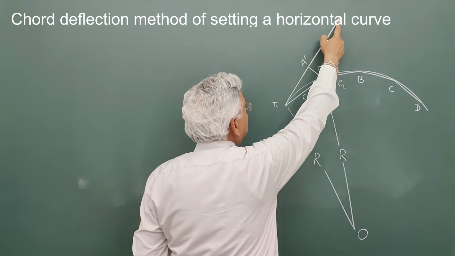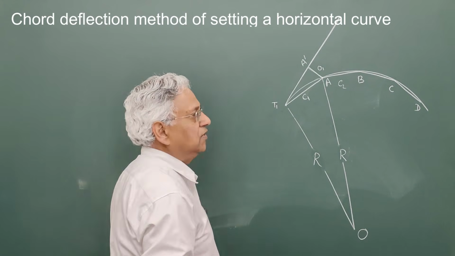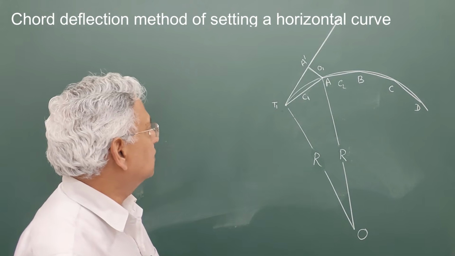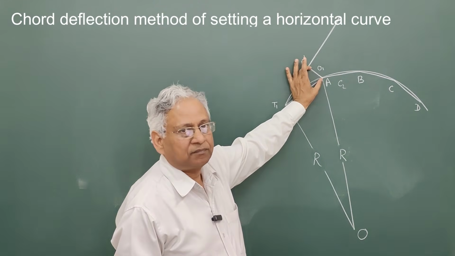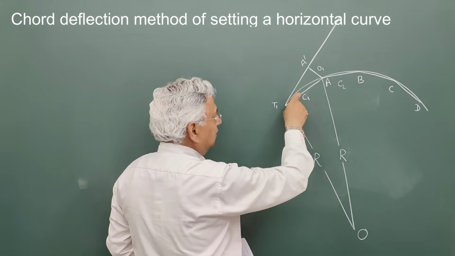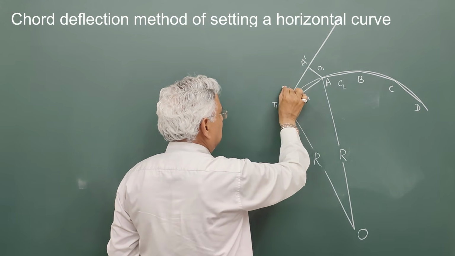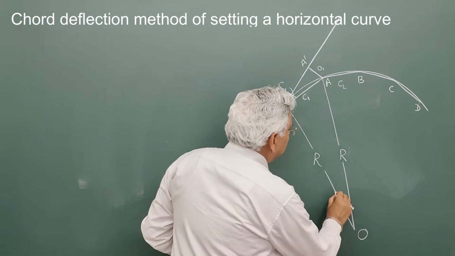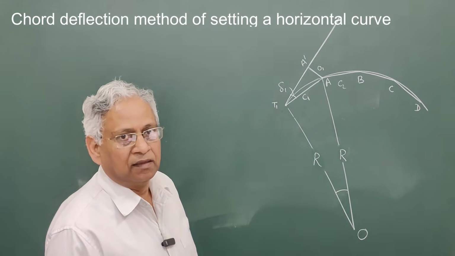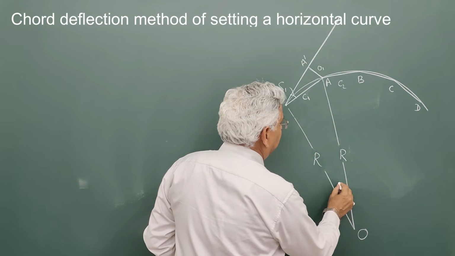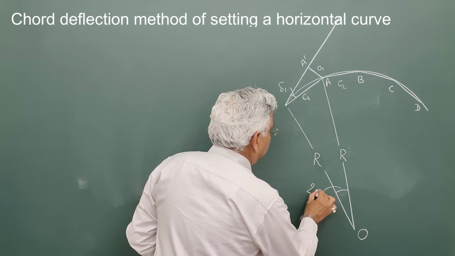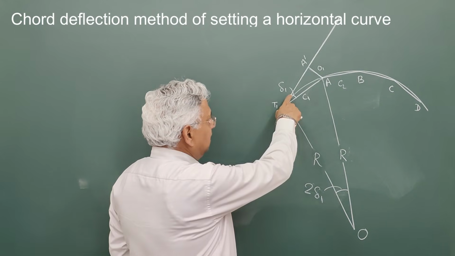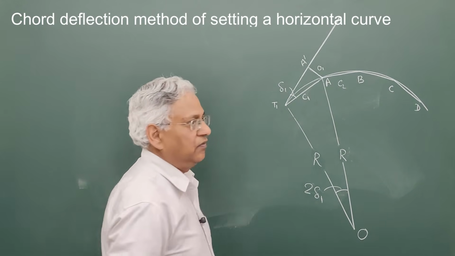Now if you draw a tangent here, then this is the offset from the tangent, perpendicular to the tangent, that is AA1, AA dash, and let us call its length O1. Because this is the tangent to the curve, let us assume this angle is delta 1, and by property of a circle, this angle at the center will be twice delta 1. That is basically half of the deflection angle, and this is equal to the deflection angle.